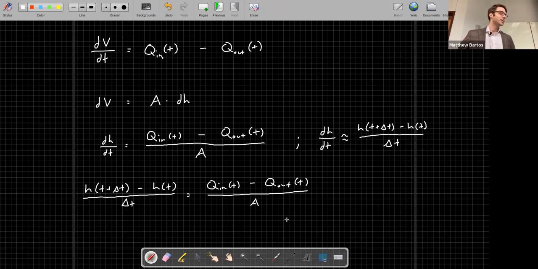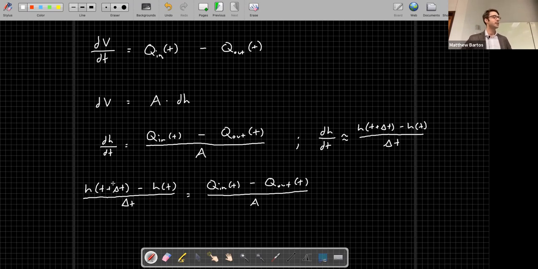Okay, so if we want to simulate this system in Excel or in a programming language, what can we do? Let's assume we know some initial depth in the pond. How can we rearrange this equation so that we can simulate the depth in the pond over time? So similar to a problem you did on homework 2. Yes. So you just isolate h of t plus delta t, and you know everything else, so you just solve for that. So it would be that whole expression on the right times delta t plus h of t.